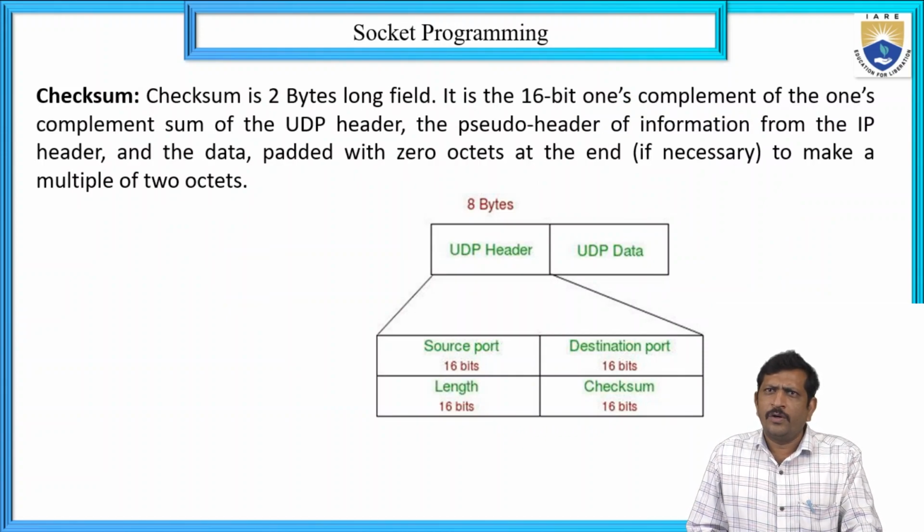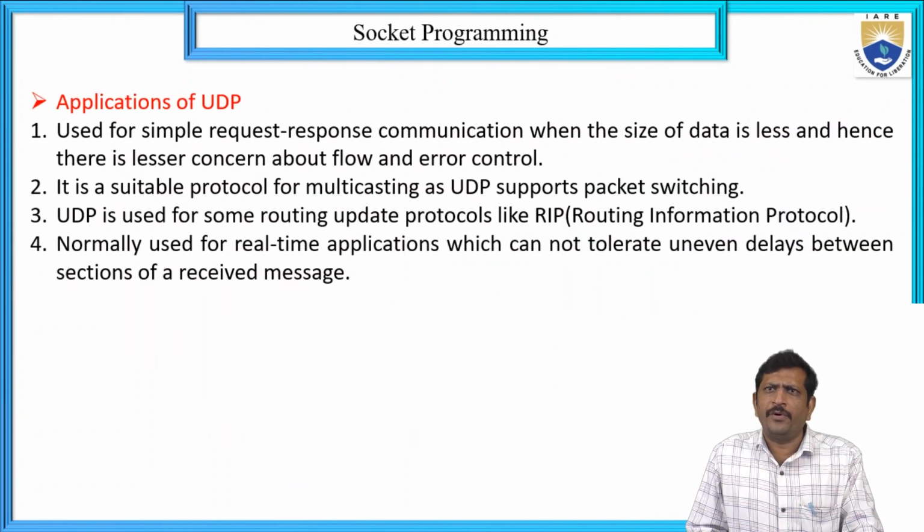Checksum is a 2 bytes long field. It is the 16 bits computed over some of the UDP headers, the pseudo header of the information from the IP header, and the data padded with 0 octets at the end to make a multiple of 2 octets.